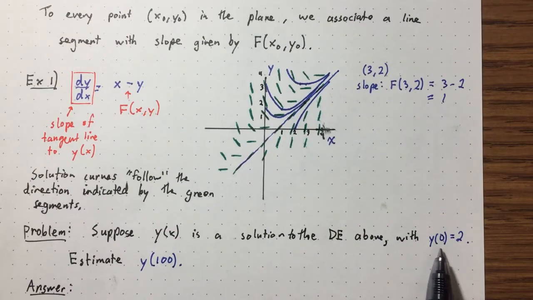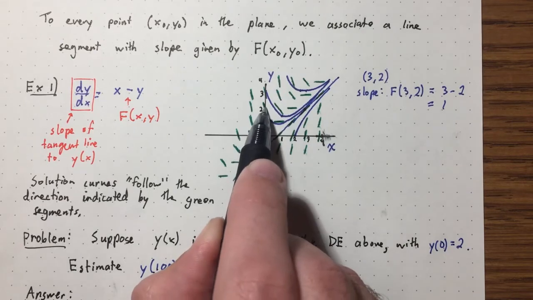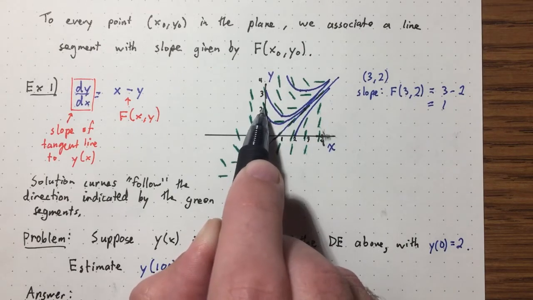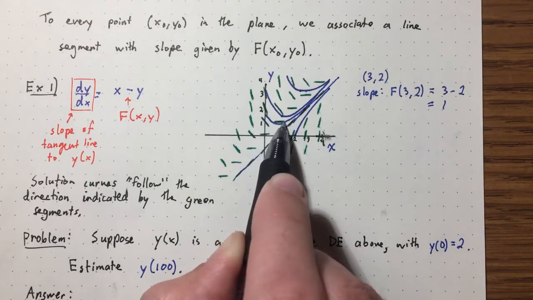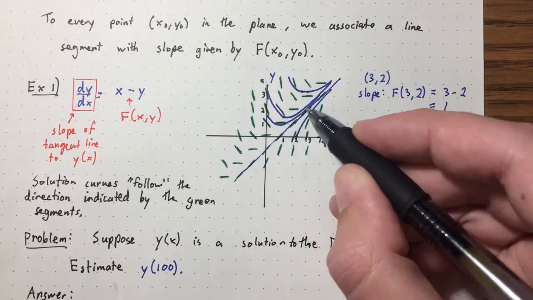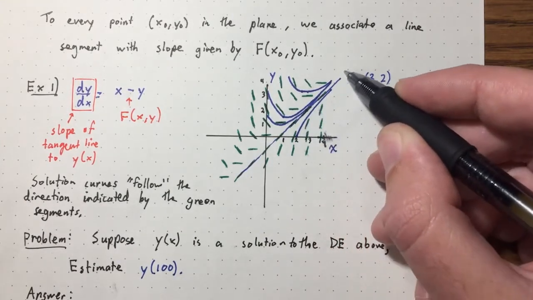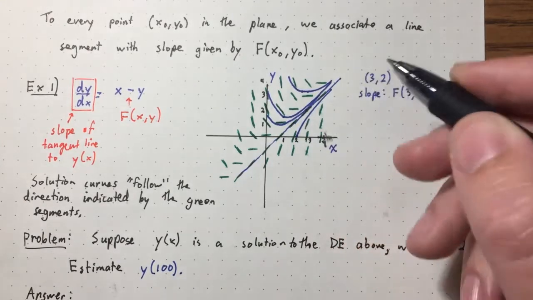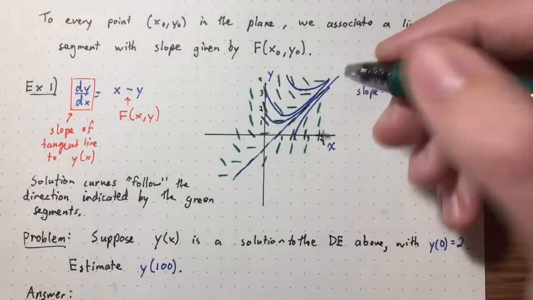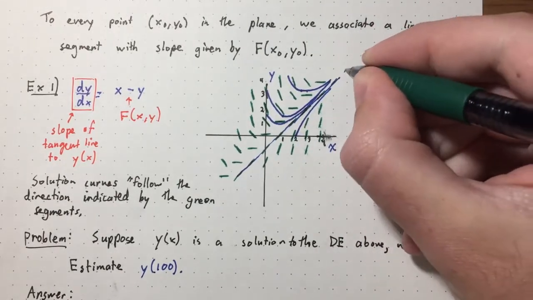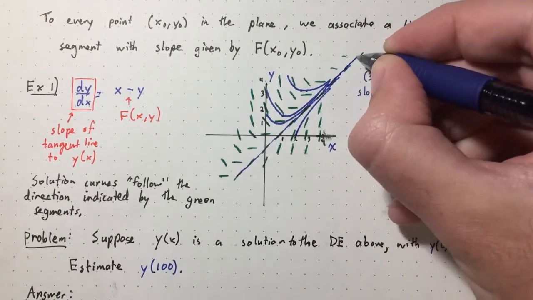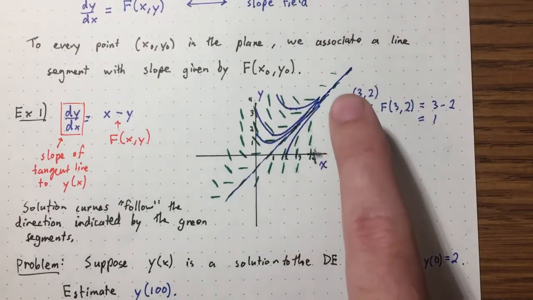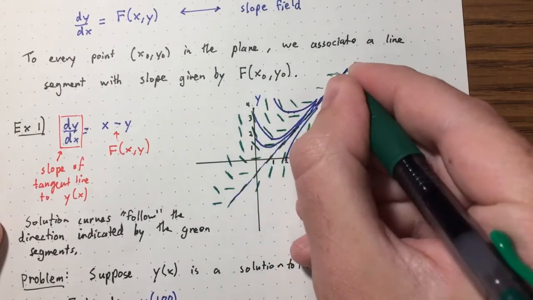We can actually visualize this solution starting at 0 comma 2, right? So it starts here and it's going to follow these green line segments, sort of this one I drew in here, maybe. Notice that it sort of gets stuck right here in this path. And this pattern is going to continue, as we noted before. So our solution is going to asymptotically approach this line here.